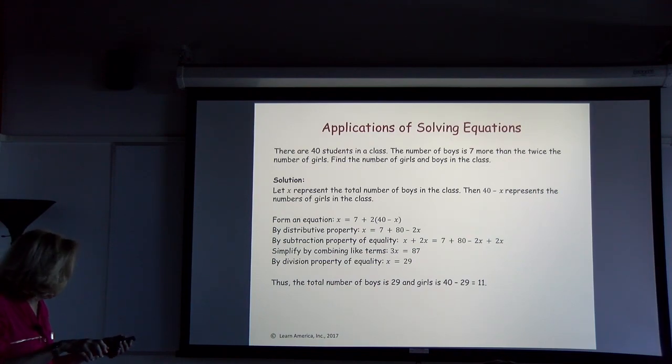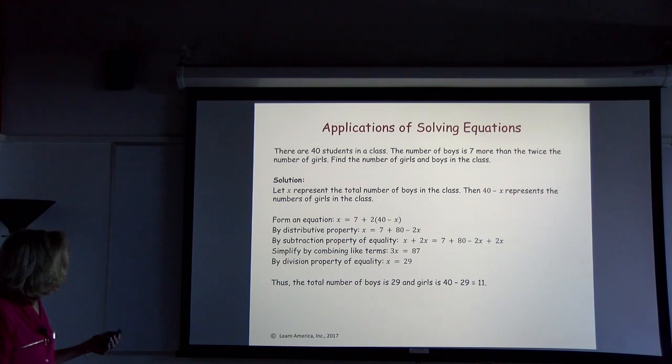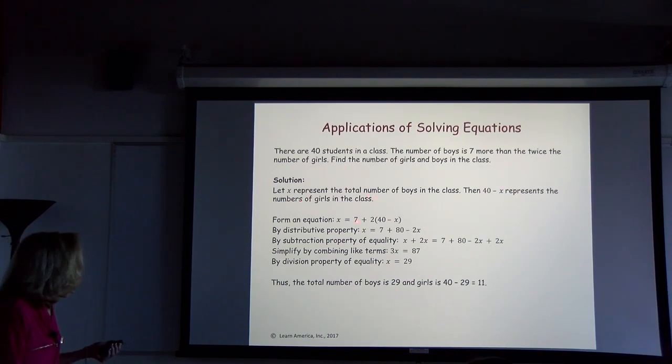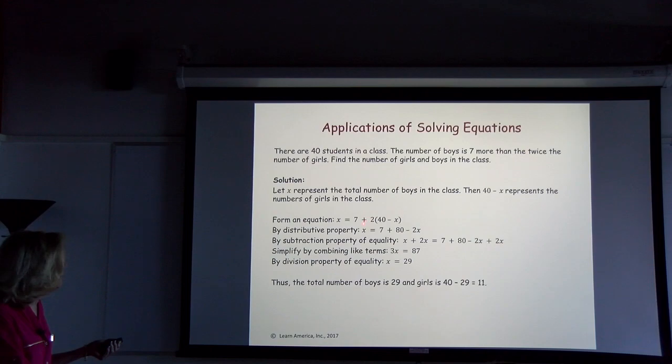Okay, so we're going to start out by labeling our let statement. X is going to represent the number of boys in the class, and then 40 minus x represents the number of girls in the class. And it says that the number of boys, x, is equal to twice the number of girls and then increased by 7. So in this case, they decided to use x as the number of boys, where I maybe would have changed and done x as the number of girls.